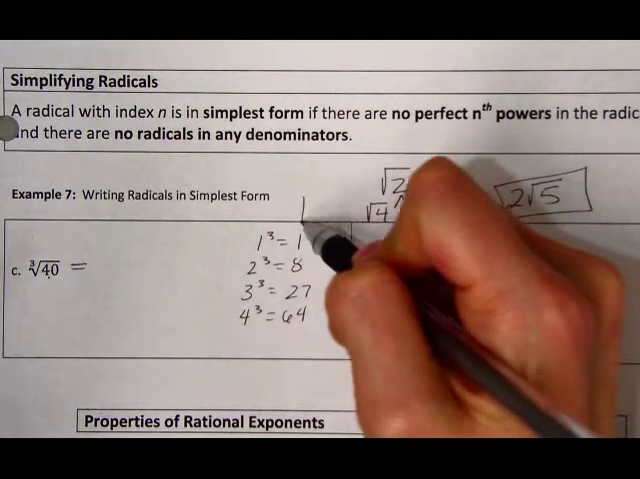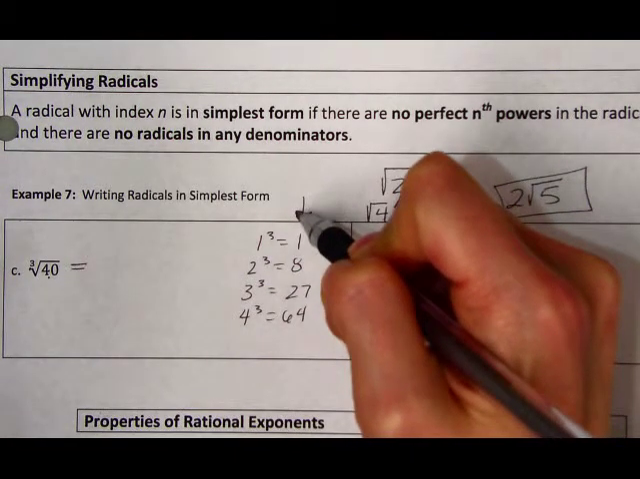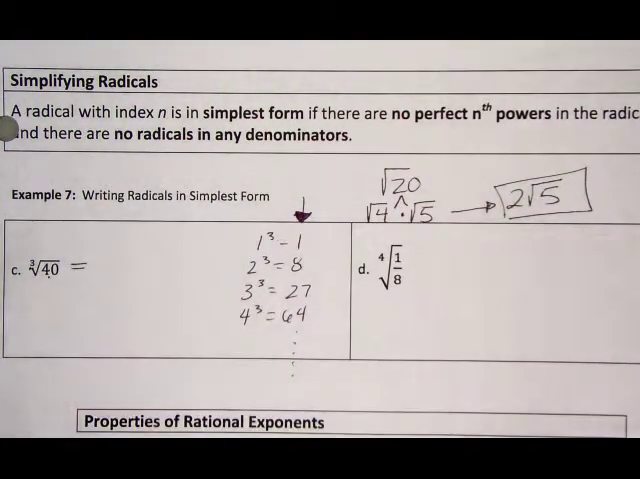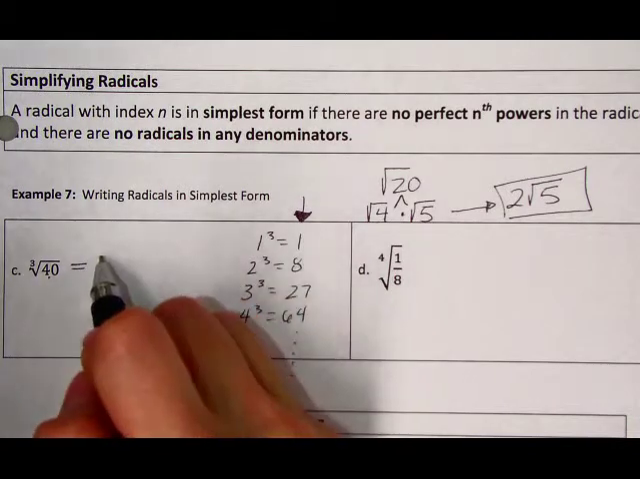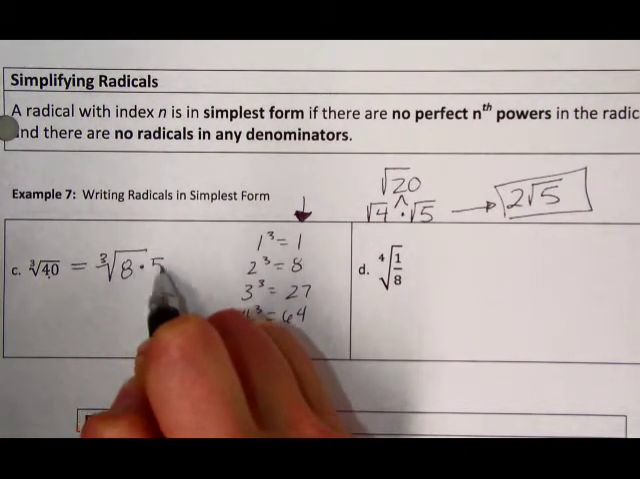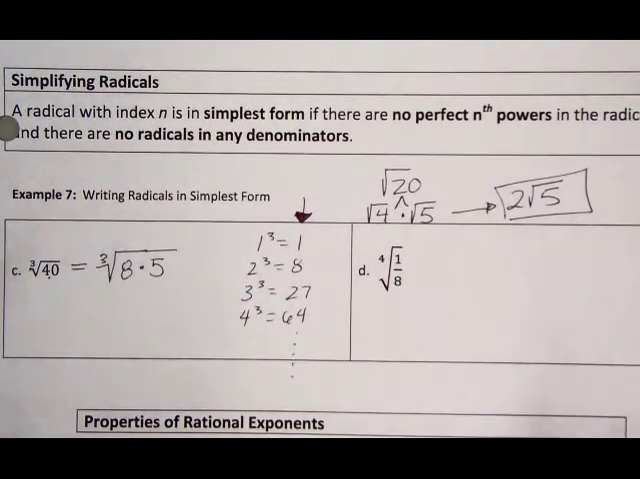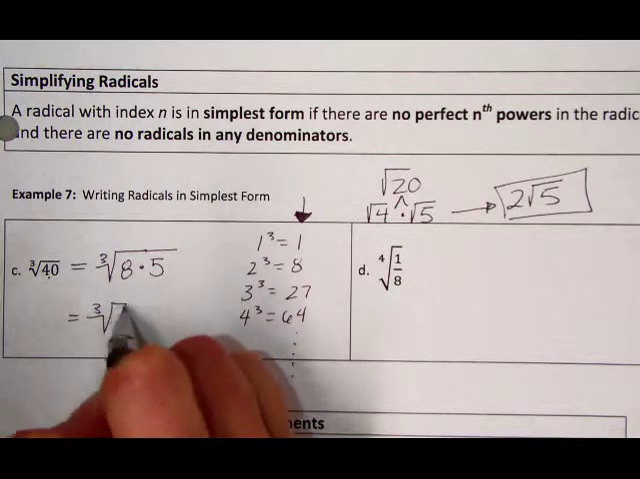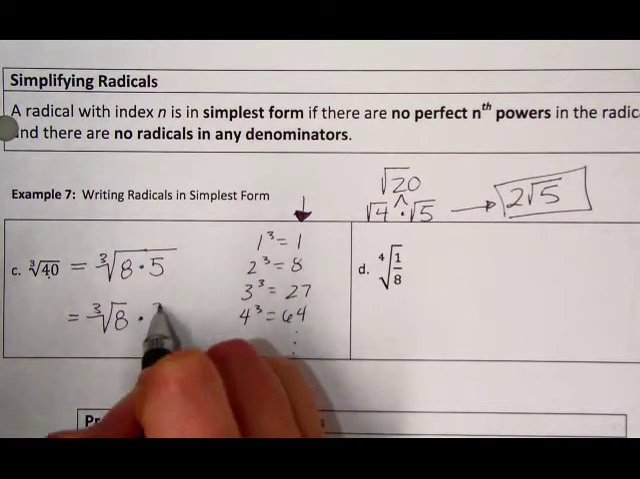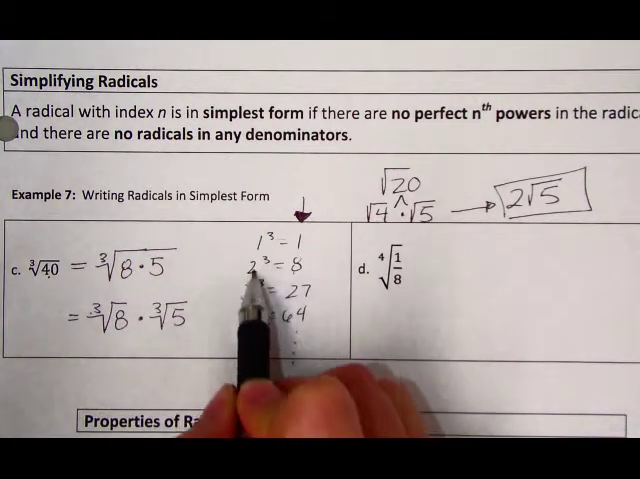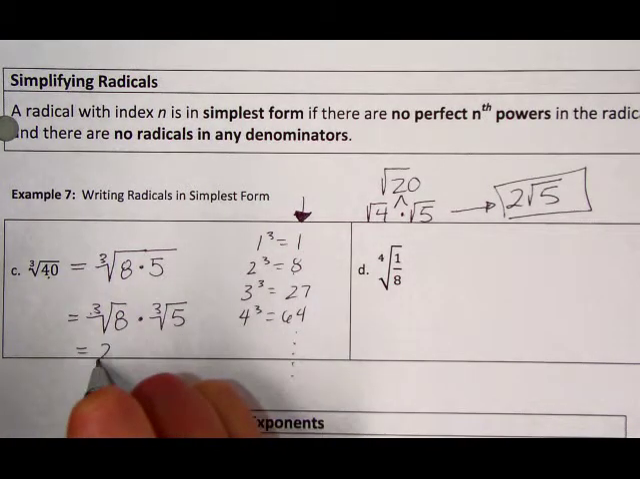So we want to see if we can pull any of these numbers in this column, the 1, 8, 27, 64, and so on, out of 40, which we can because 8 goes into 40. And we can separate this by taking the cube root of 8 times 5, right, because 8 times 5 gives us 40, and then we can separate this by both values, so the cube root of 8 times the cube root of 5.